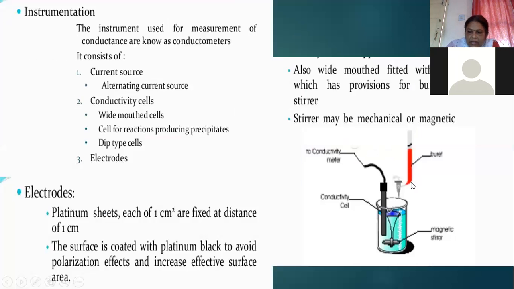Then this can be the arrangement for the conductivity titration. You need a beaker, one stirrer. This is the electrode, completely covered with the ebonite cover, and inside it two platinum foils are there. This should be dipped in the solution, and there must be a burette. From the burette, the titrant must be added.